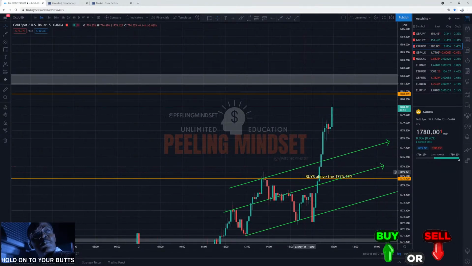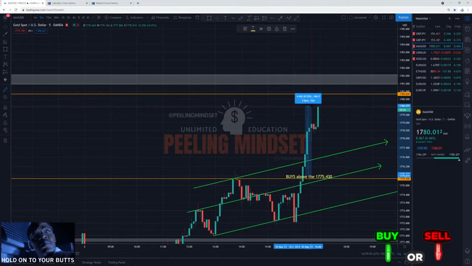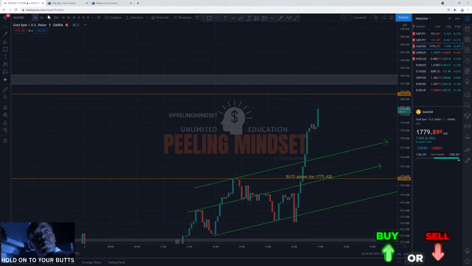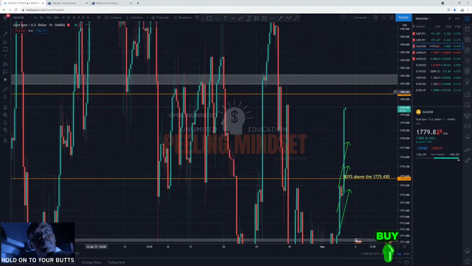Gold was the trade today. It just bullished up. Just bullished really hard up. It just went up 44 pips. What? Man, this is beautiful.